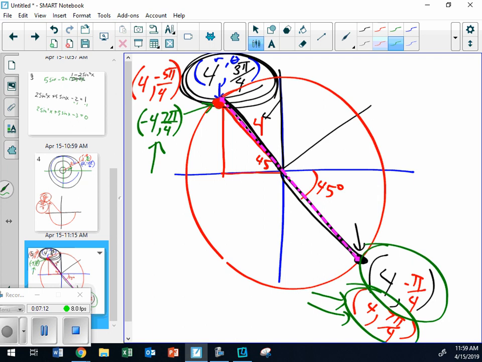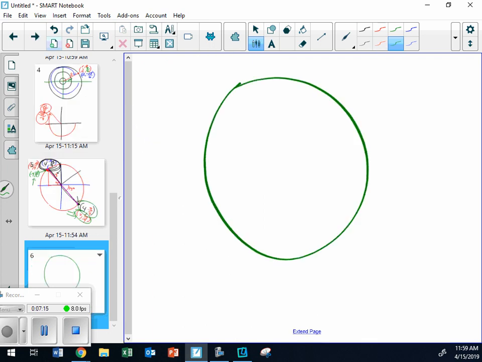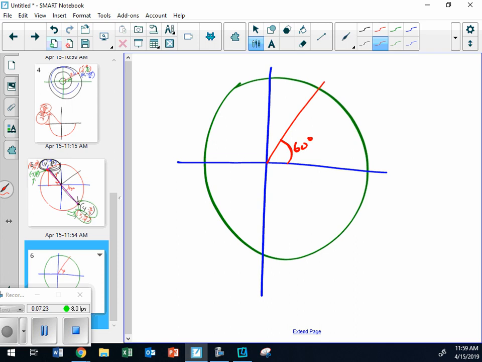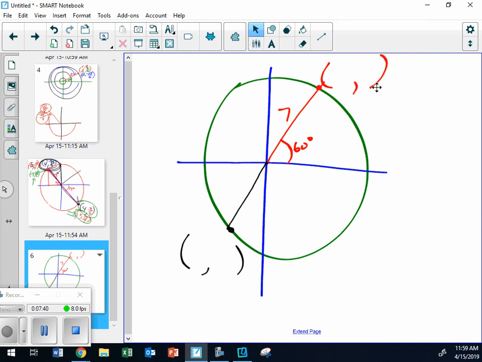To see if you really got that, there's a spot here at about 60 degrees. And let's say that our radius here is 7. What's this spot? And what's the spot across from it? I haven't actually asked you to reflect anything yet. Just find a spot and the spot across from it in polar coordinates.